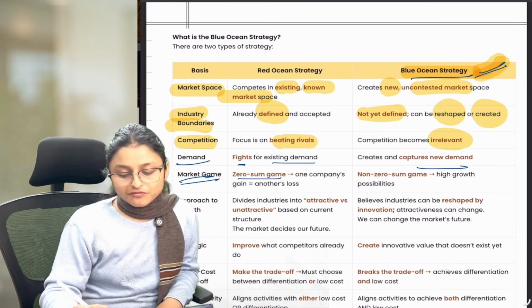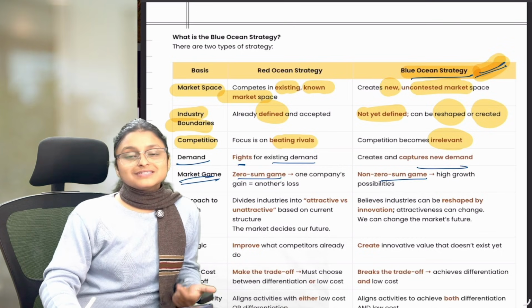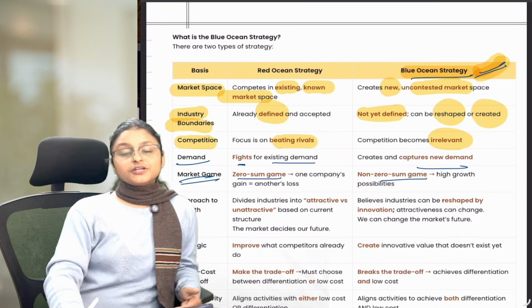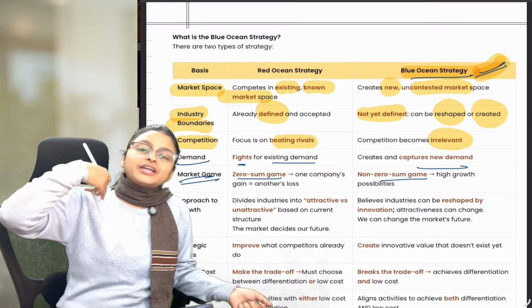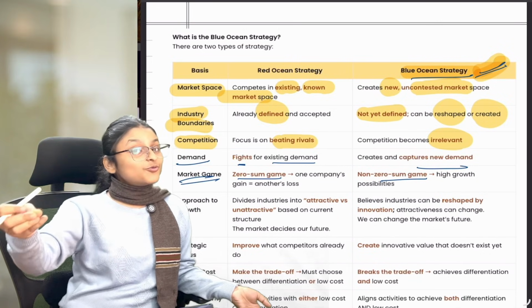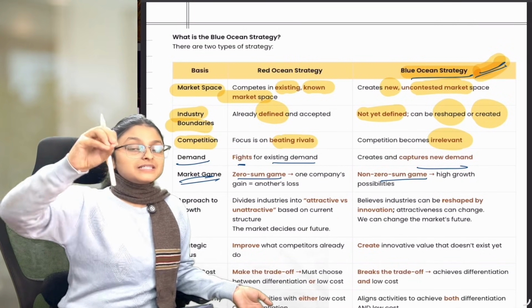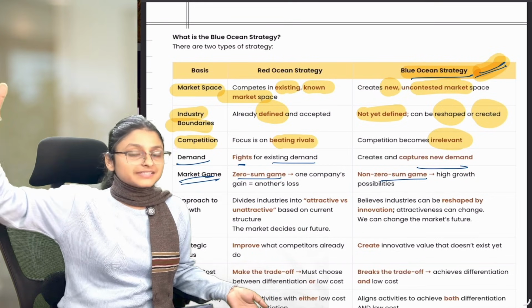But when you go for blue ocean strategy, it is a non-zero sum game. That means that if I am having any benefit, no one else is incurring losses. Why? Because I have created that market, no one else is there. So I'm the only one here. So if customers are attracted to me, there is no other company who is incurring losses, right?